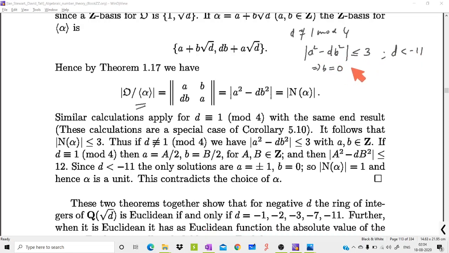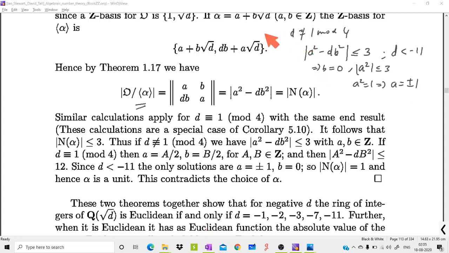So D must be 0. Then the only possibility is for this a square. Mod a square is less than or equal to 3. The only possible square of a number a square is less than or equal to 3 is 1. Then we have a is equal to plus or minus 1. This is the only possibility.